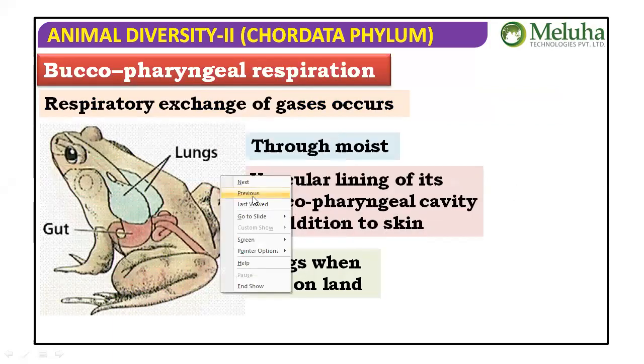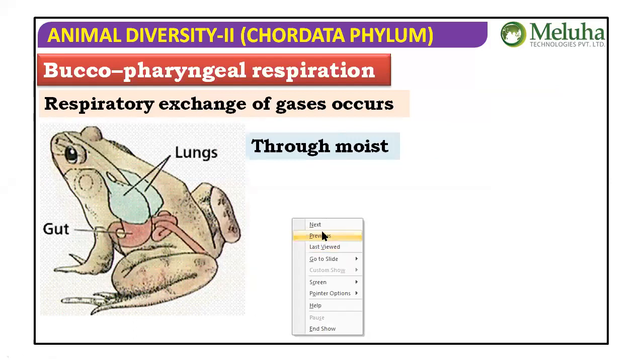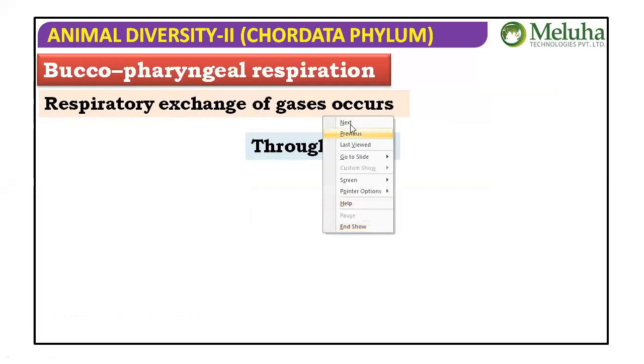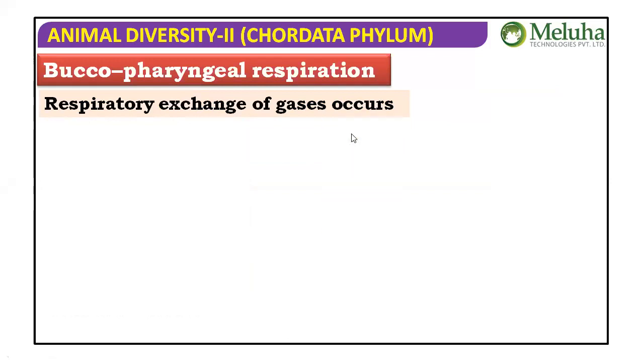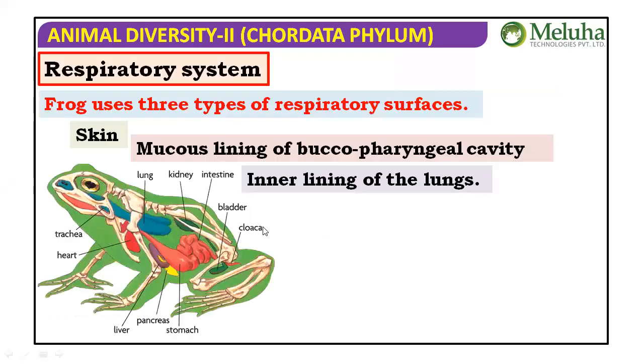What have we seen? We said there are three types of respiration. One is cutaneous respiration. The second is buccopharyngeal respiration. Wait, from the beginning I'm coming. There are three types of respiration. We said skin, mucus lining of the buccopharyngeal cavity, and inner lining of the lungs. The inner lining of the lungs is pulmonary respiration.